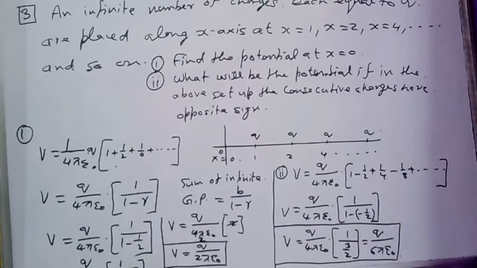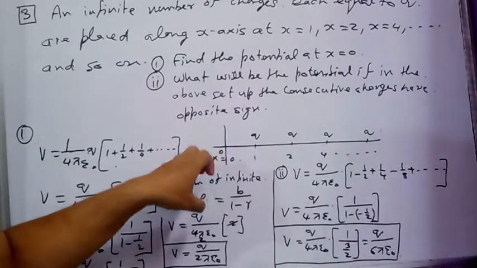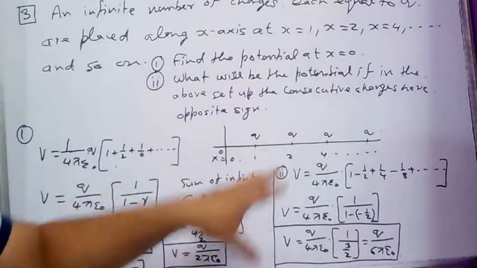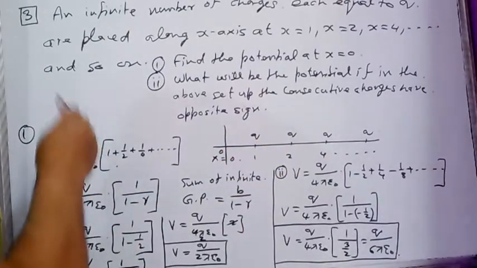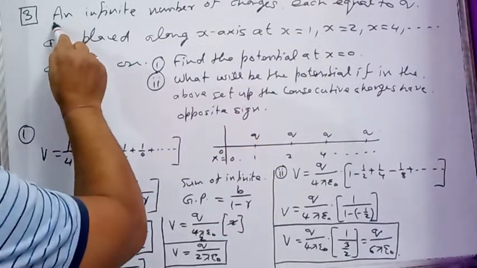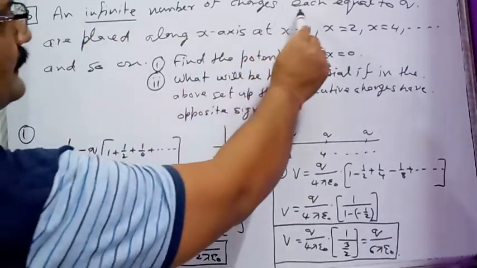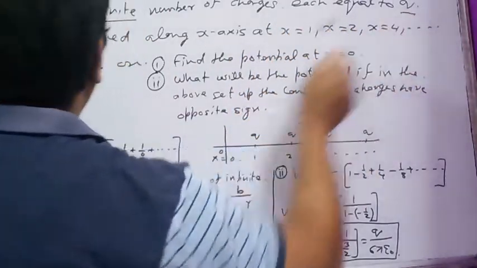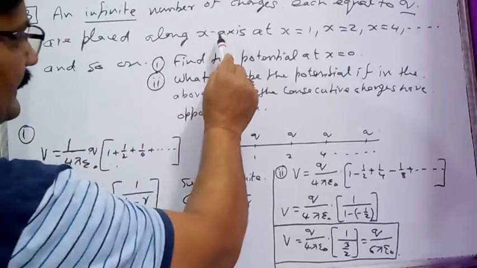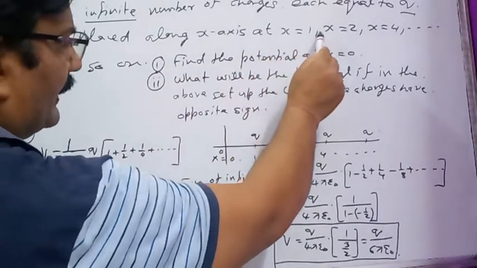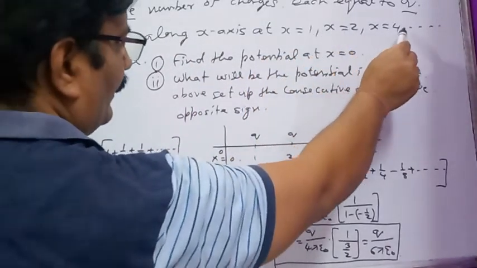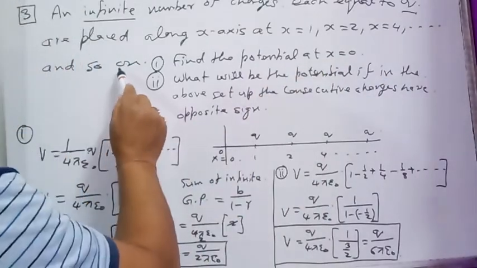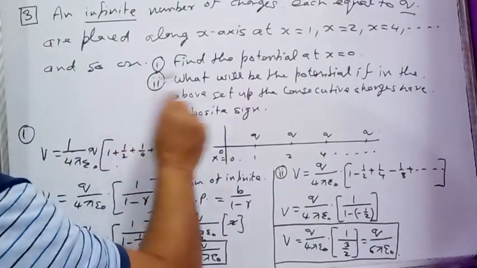Students, this is another example of electric field at a point in the presence of many charges or due to a group of charges. See, what is the question? An infinite number of charges each equal to q are placed along x-axis at x equals 1, x equals 2, x equals 4 and so on, on x-axis.